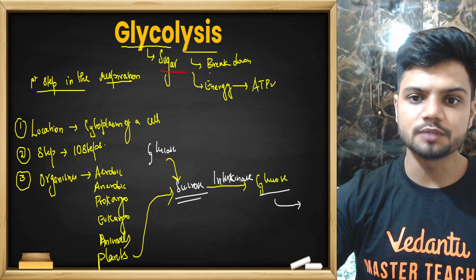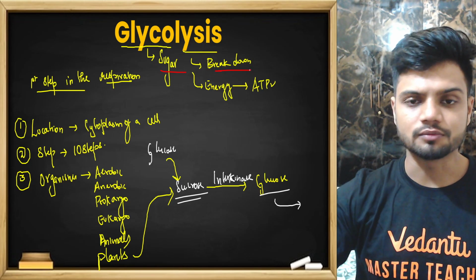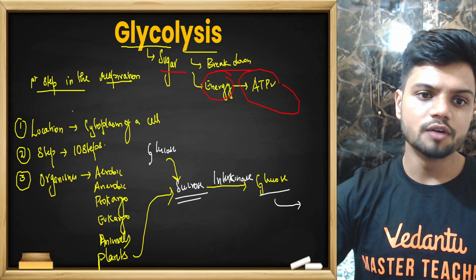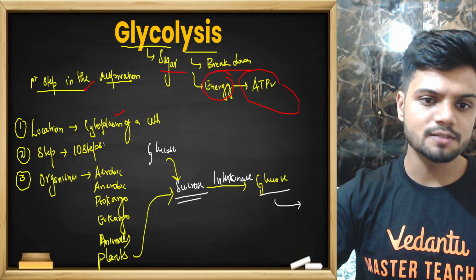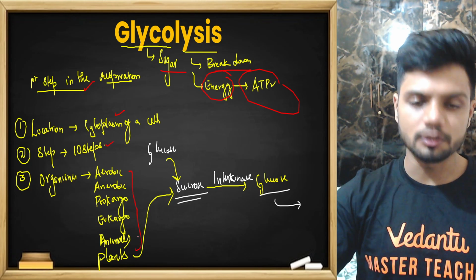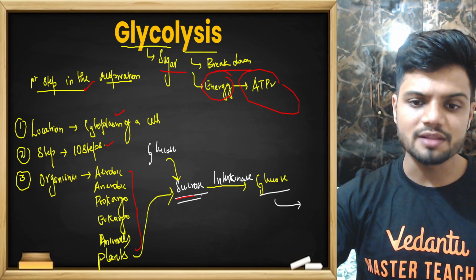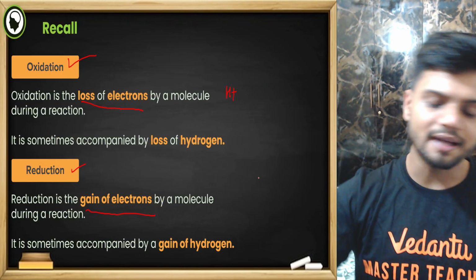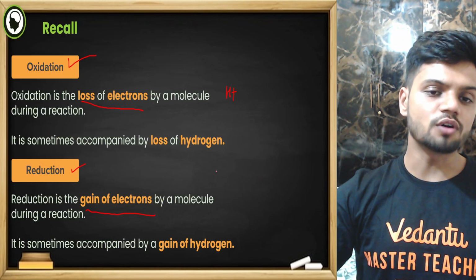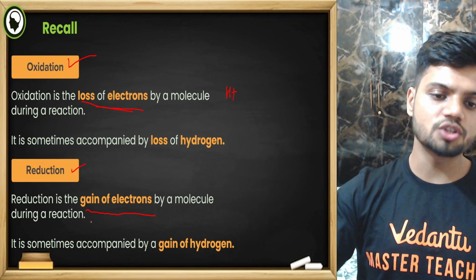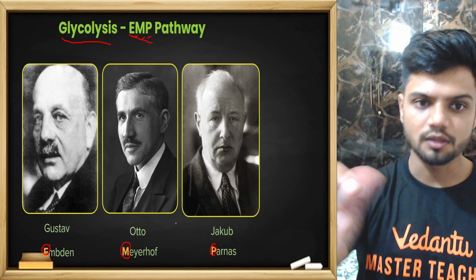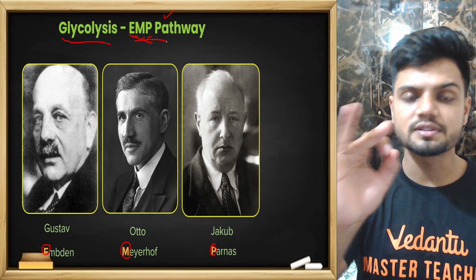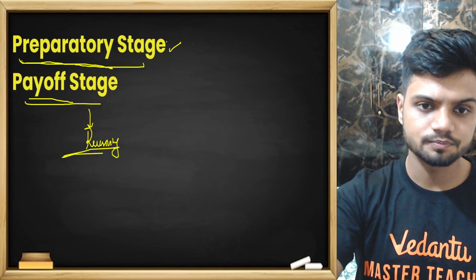Glycolysis. Glyco means sugar, lysis means breakdown. Energy is produced to make ATP. First step in respiration, location is cytoplasm. The 10 steps happen in any of the following organisms. In the case of plants, sucrose is getting converted to glucose by an enzyme called invertase, and the entire thing is based on oxidation reduction. What is oxidation? Loss of electrons, reduction, gain of electrons. It's also called the EMP pathway. Why? Because the discovery was done by 3 different scientists, Embden, Meyerhof, and Parnas.